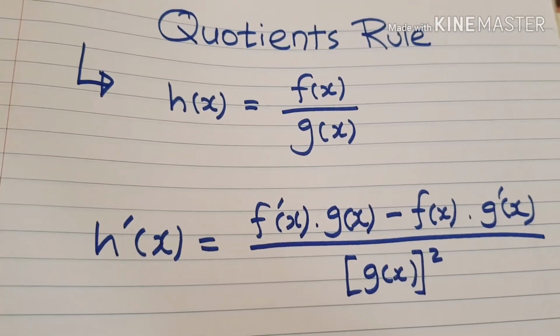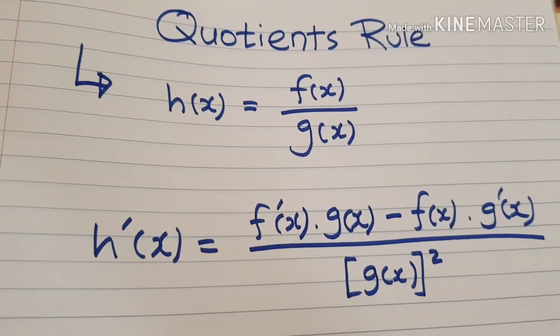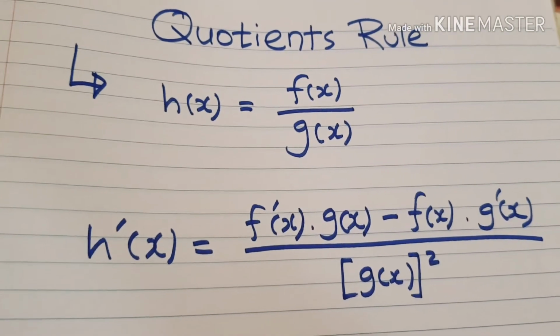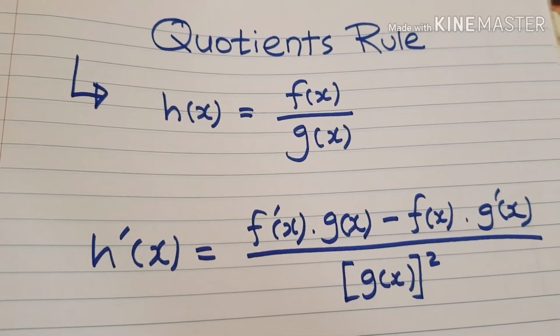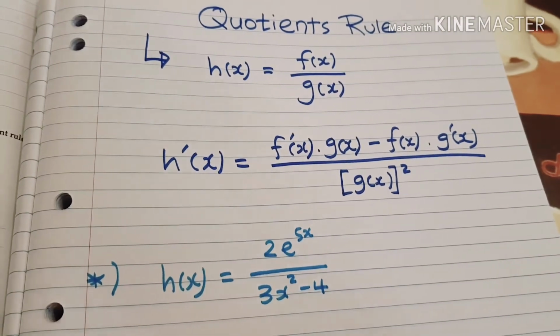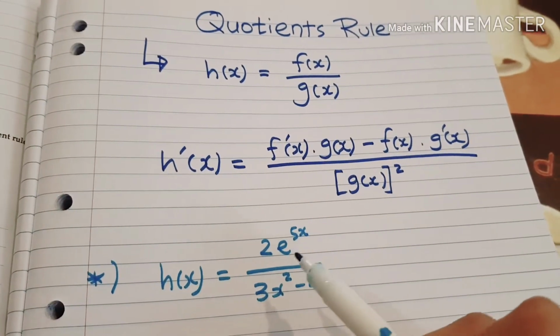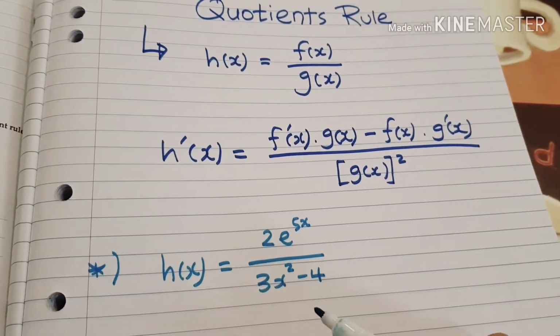Okay, so this is the formula that we should follow. It's pretty much very similar to the product rule. So if you like the product rule, then the quotient rule will be easy for you as well. Okay, let's have a look at the first question. So the top one obviously is f(x), the bottom one is g(x).